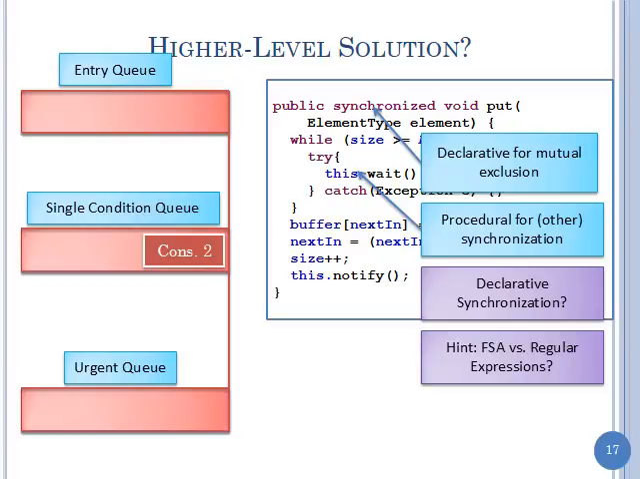And how could we do declarative synchronization? I won't be able to finish this today, but let's just start it. The hint is, I can have a finite state automata, or I can have a regular expression. Finite state automata is procedural. Regular expression is declarative. So we want somehow regular expressions. We're going to write regular expression like things.